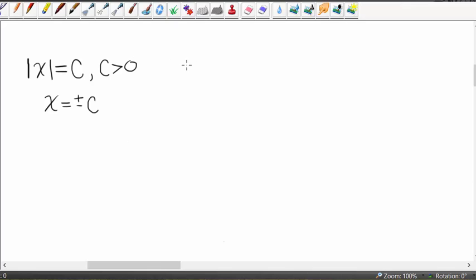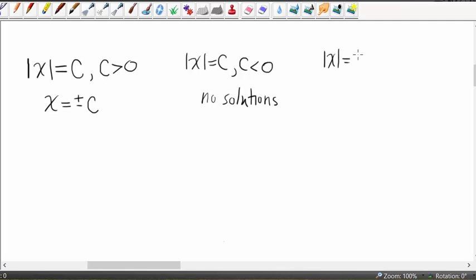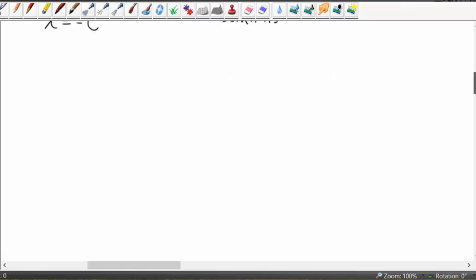Of course, if your absolute value is equal to a negative number, well, absolute values are distances, so they're always positive. So there are no solutions to such an equation. And of course, if your absolute value is zero, then the stuff being operated on by your absolute value is also zero. So let's take a look at some examples.